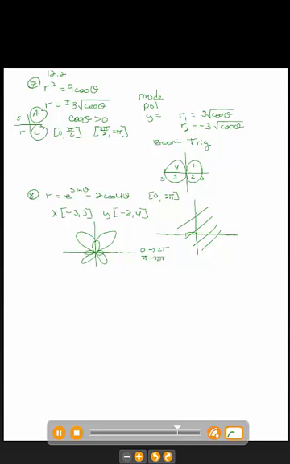Okay, now we're going up to example 9. It says, consider the curve described by r equals cosine of 2 theta over 5. Give an interval in theta that generates the entire curve, and then graph the curve.